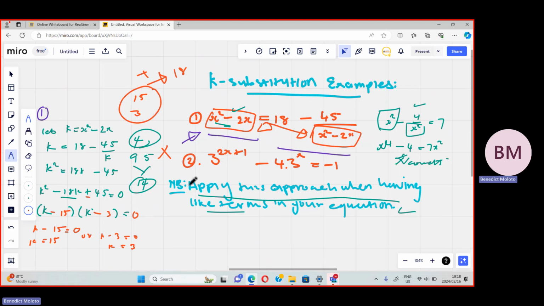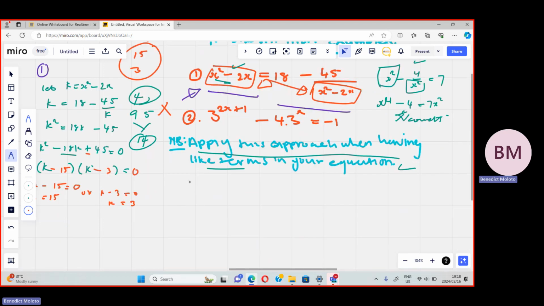Remember, the question says solve for x. Then you equate this value and that value with your x squared minus 2x. So first, let's say x squared minus 2x equals 15. X squared minus 2x minus 15 equals 0. Then the solution, here we know the factors that make this are 5 and 3.